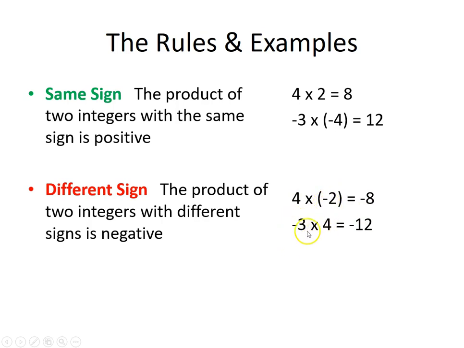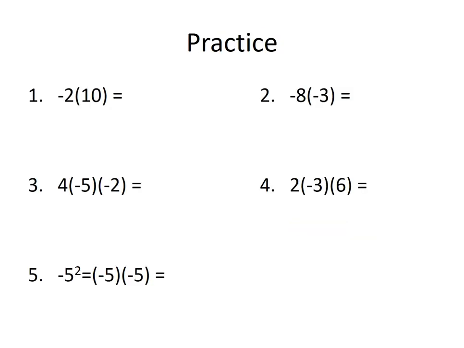And here, negative 3 times 4, I know my answer is going to be negative because these are different signs. And 3 times 4 is 12. So those are our rules. We're going to get some practice here.